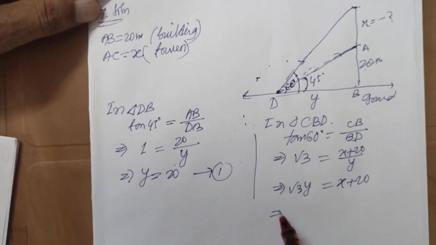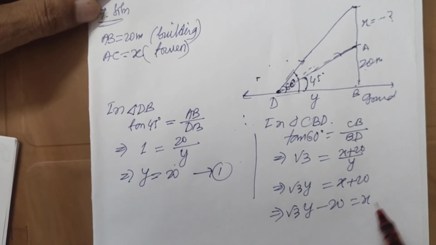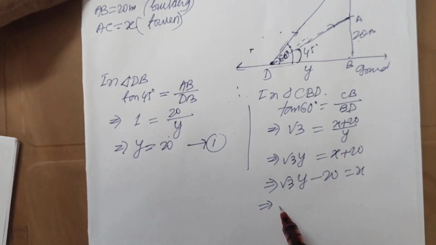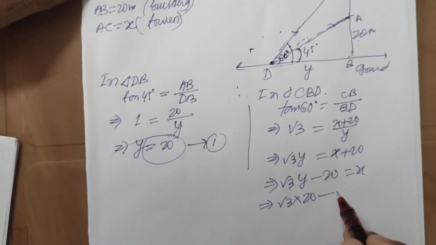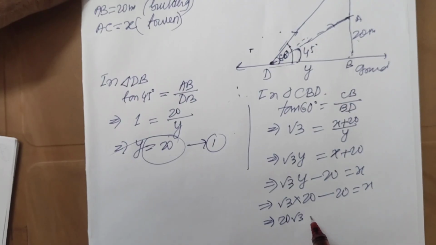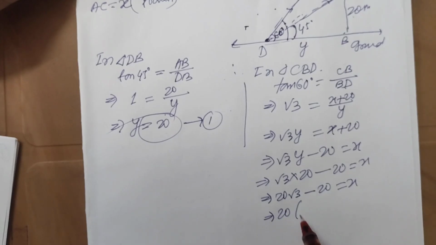You are asked to find the value of x. So root 3 y minus 20 will be equal to x, and root 3 y value: using equation 1, y value is 20 here, minus another 20 is x. So 20 root 3 minus 20 is x. You can take this 20 common, so 20 times root 3 minus 1 is equal to x.